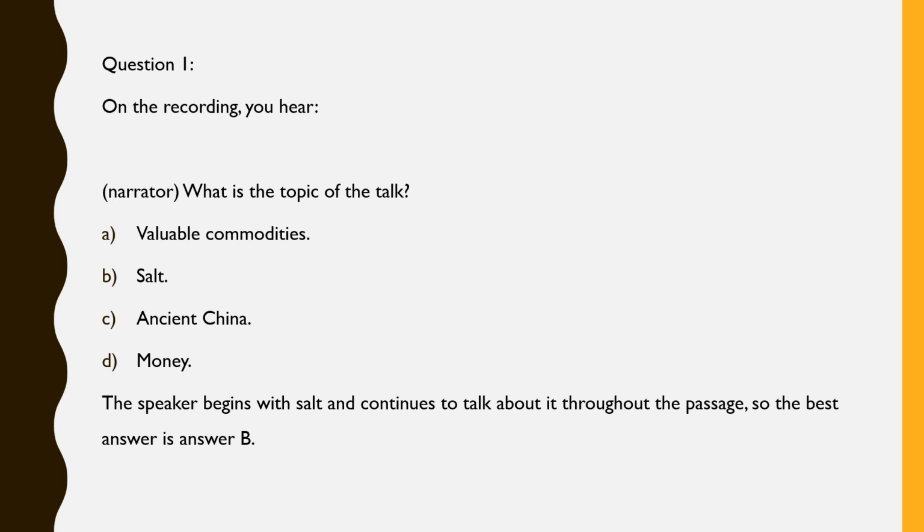Question 1. On the recording you hear the narrator say, "What is the topic of the talk?" There are four answers. Letter A, valuable commodities. Letter B, salt. Letter C, ancient China. Letter D, money. The speaker begins with salt and continues to talk about it throughout the passage. So the best answer is answer B.